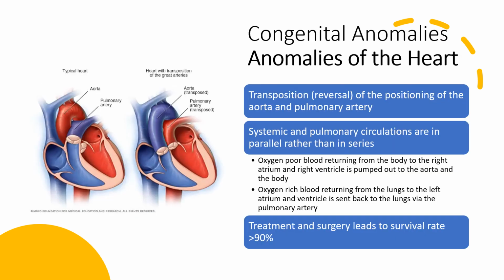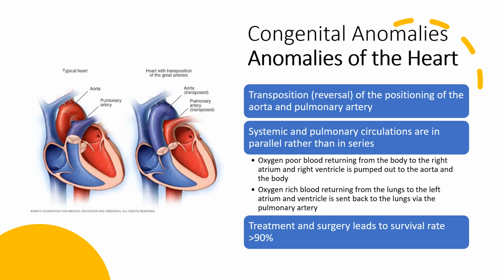All right, another big one: transposition, or reversal of positioning, of the aortic and the pulmonary arteries. Systemic and pulmonary circulations are in parallel rather than in series. Oxygen-poor blood returns from the body and is pumped out to the aorta, and oxygen-rich blood returns from the lungs and is sent back to the lungs. If they find this quick and treat it, 90% survival rate. But we can see here, it's coming back, and it goes through, right?